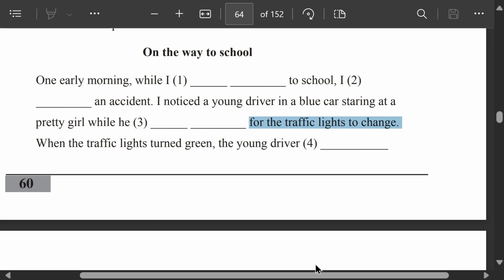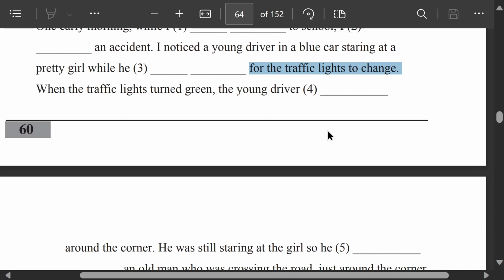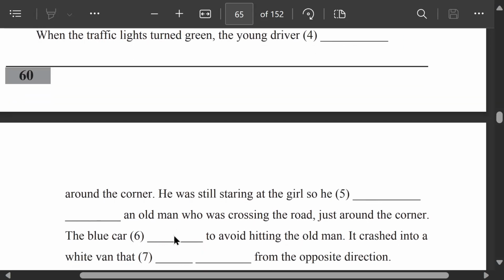He's stopping. Okay. So when the traffic lights turned green, the young driver did what? Around the corner. The young driver turned around the corner. Could be, I think. He turned around the corner. You could even say he drove around the corner. Okay, turn, drive. He was still staring at the girl.